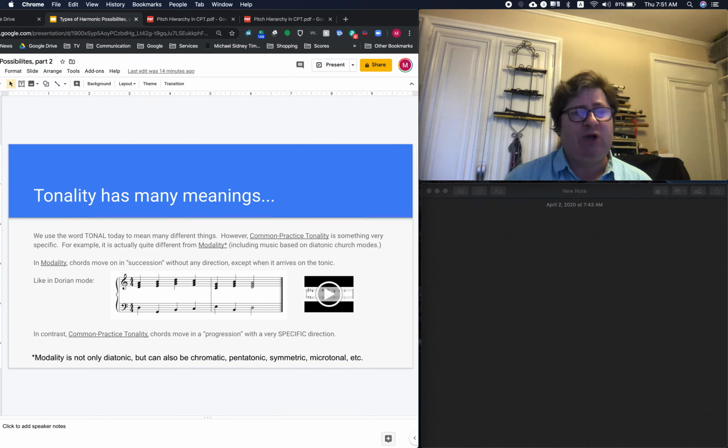When we use the word tonal today, again, tonality has many meanings. We use the word tonal today to mean many different things. However, common practice tonality is something very specific. For example, it is actually quite different from modality, including music based on diatonic church modes. In modality, chords move in succession without any direction, except when they arrive on the tonic, like the Dorian mode.